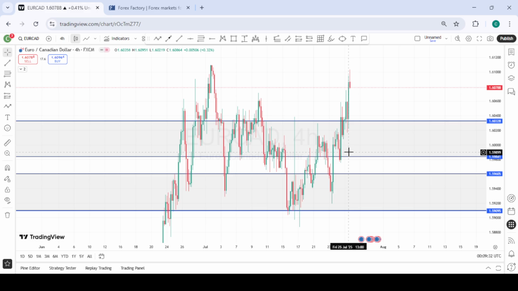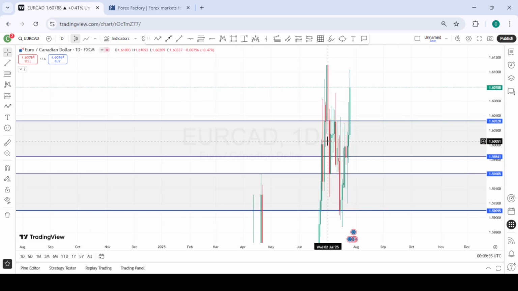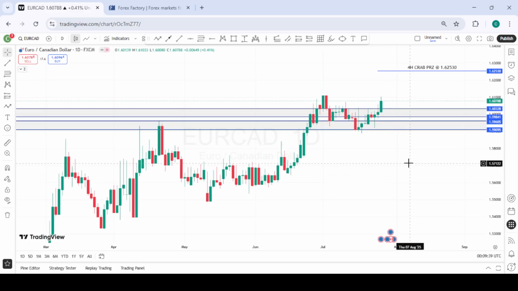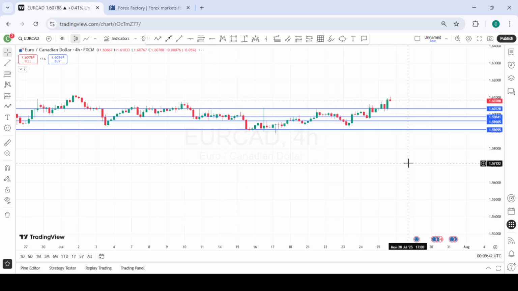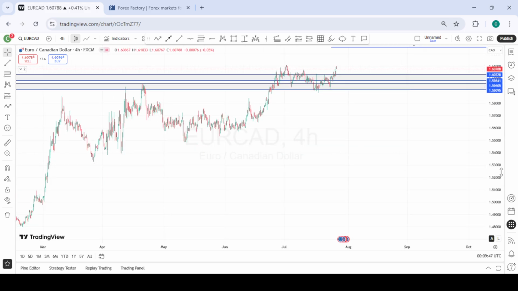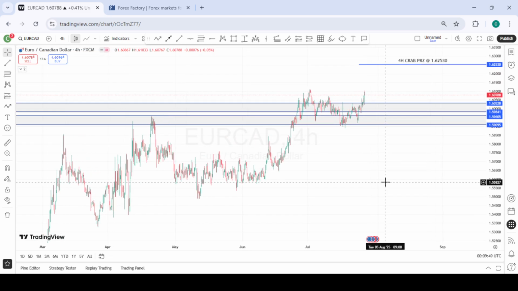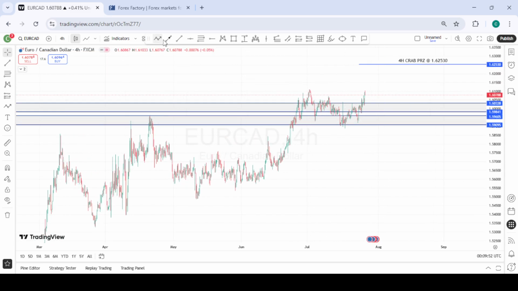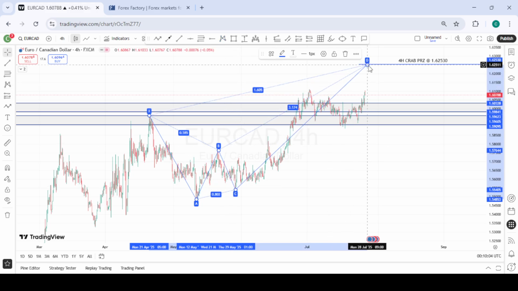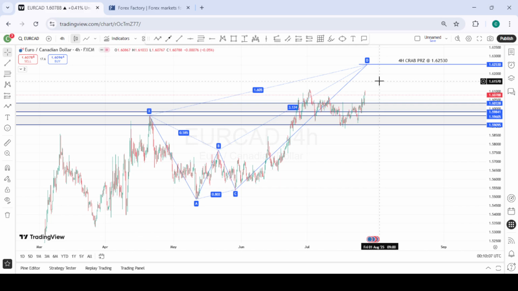So we have EURCAD. EURCAD, as you can see, is very bullish now. So we had this pattern here, which initially gave us an alt-bat formation. But now looking at the momentum that it's giving us, it looks like price wants to complete a crab pattern instead. So we have a potential crab pattern developing here on EURCAD. And actually it's one of my top picks for the coming week.